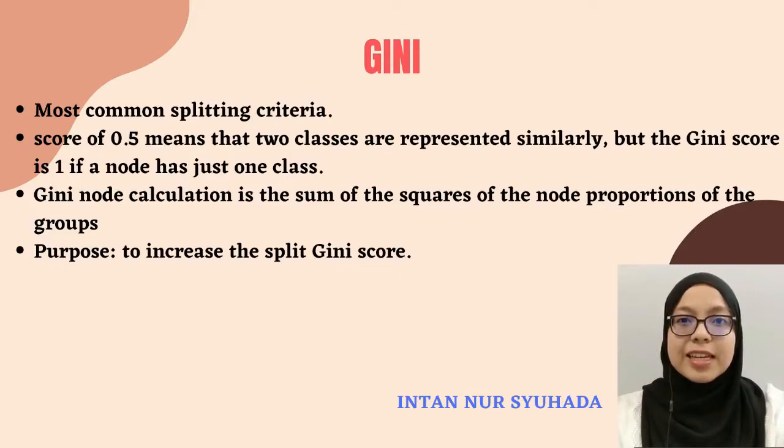First of all, Gini is known as a population diversity. Gini is commonly used as a splitting criterion. For Gini measures, the value of 0.5 means that the two classes have a similarity, but if the Gini score is 1, it shows that the node has only one class. The Gini node calculation is the sum of squares of the proportions of the groups, and the main purpose for using this algorithm is to maximize the split Gini score to find the best splitting of the decision tree.